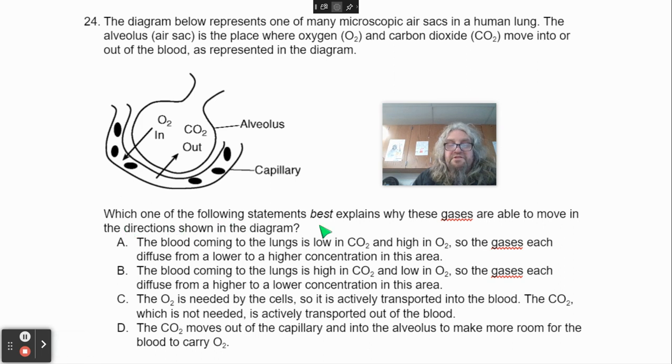Which one of the following statements best explains why these gases are able to move in the direction shown in the diagram? A, the blood coming to the lungs is low in CO2 and high in O2, so the gases each diffuse from a lower concentration to a higher concentration in this area. B, the blood coming to the lungs is high in CO2, low in O2, so the gases each diffuse from a higher to a lower concentration in this area. C, the O2 is needed by cells, so it is actively transported into the blood. The CO2, which is not needed, is actively transported out of the blood. D, the CO2 moves out of the capillary and into the alveolus to make more room for the blood to carry oxygen.